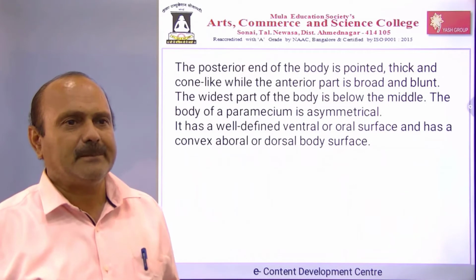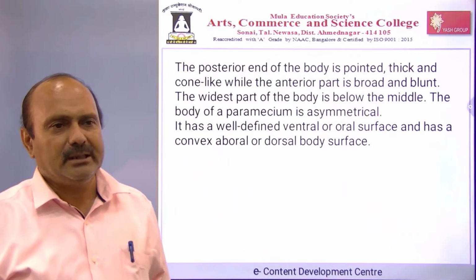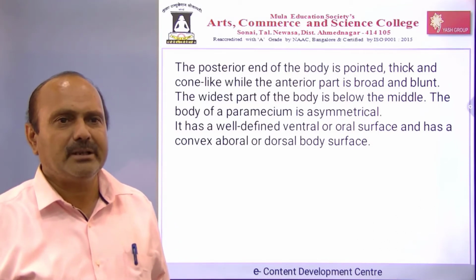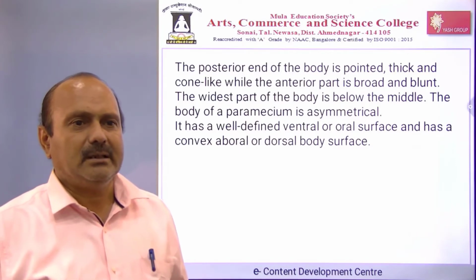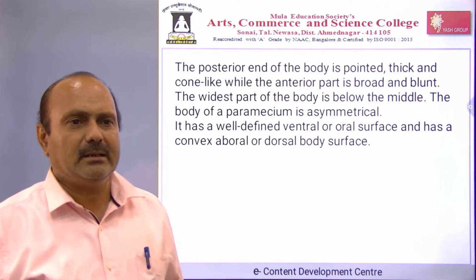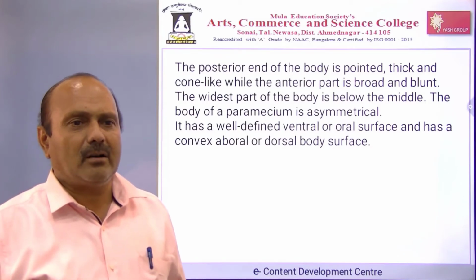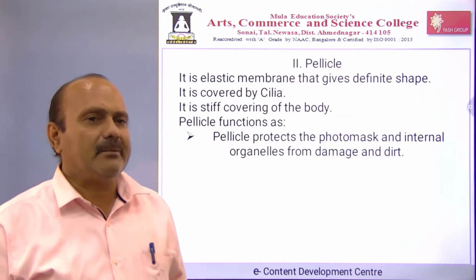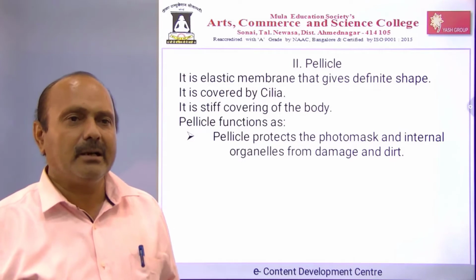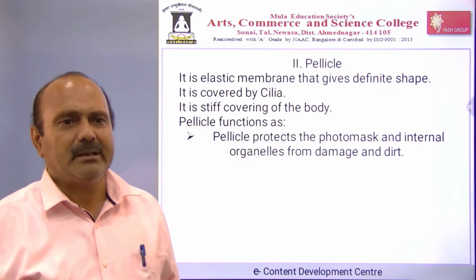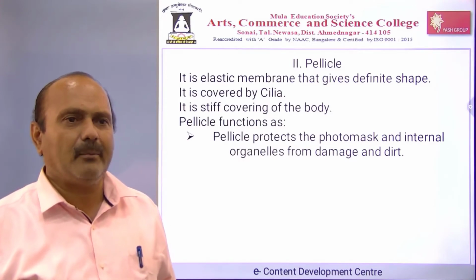Now, in case of this Paramecium, when we observe the external morphology, its anterior side is slightly broader than the posterior one. The posterior is pointed, thick-walled, and conical in shape, and it has an oral surface, which is slightly bent, and an aboral or dorsal body surface. These are the two sides. Externally, this Paramecium is covered by a thick double-layered covering called the pellicle. The pellicle is a very elastic membrane that gives a definite shape to the body.